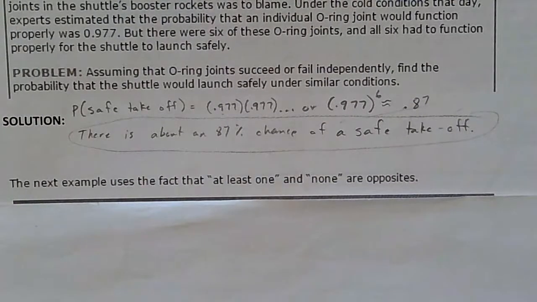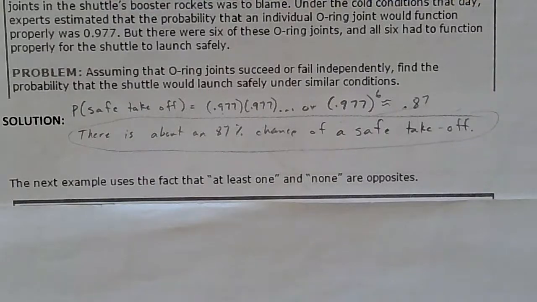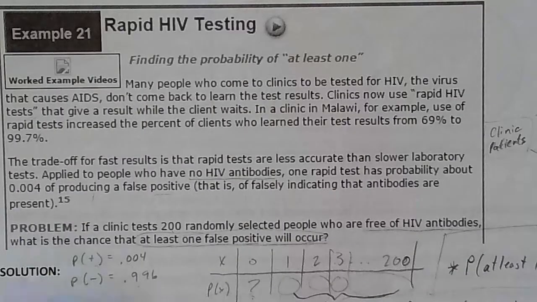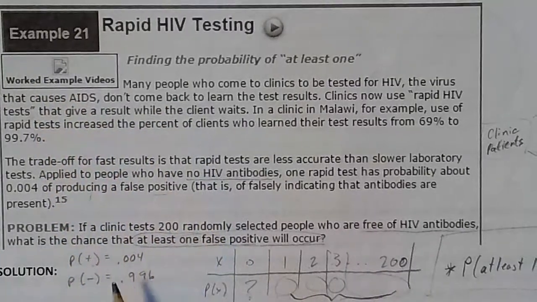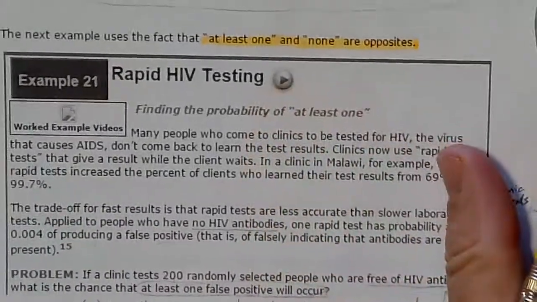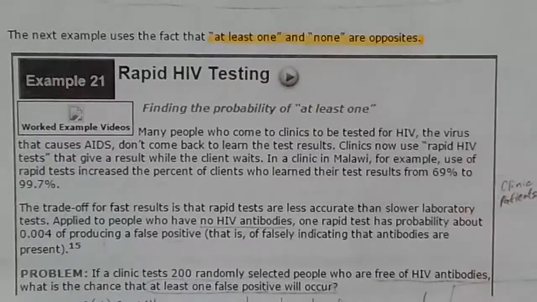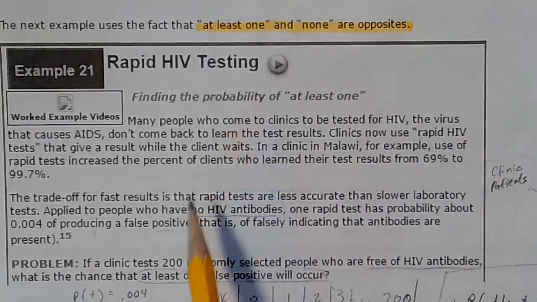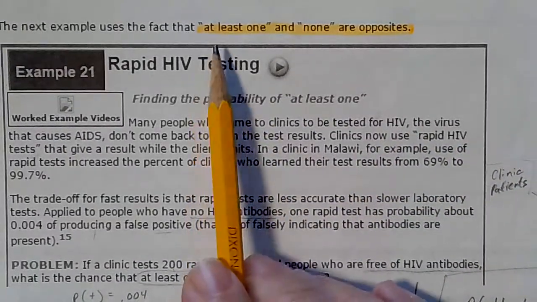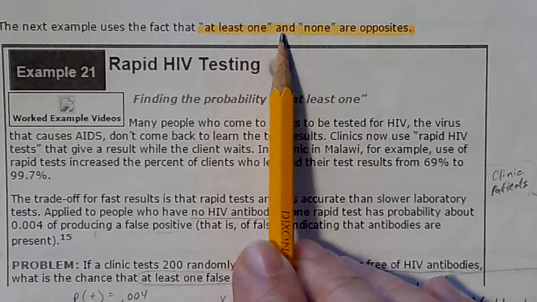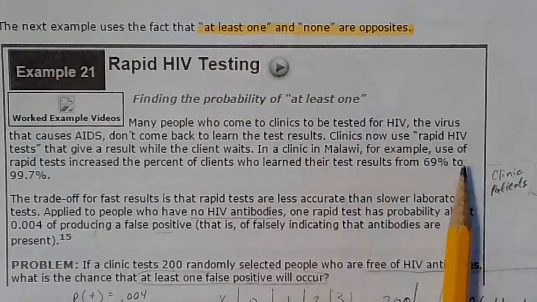All right, so once you're done writing that down, let's go ahead and take a look at the next example. Okay, not the easiest example to introduce this concept. If you didn't finish reading this yet, pause and read the setting. All right, but the probability of at least 1 and none are opposites. And you're going to see that unfold here.